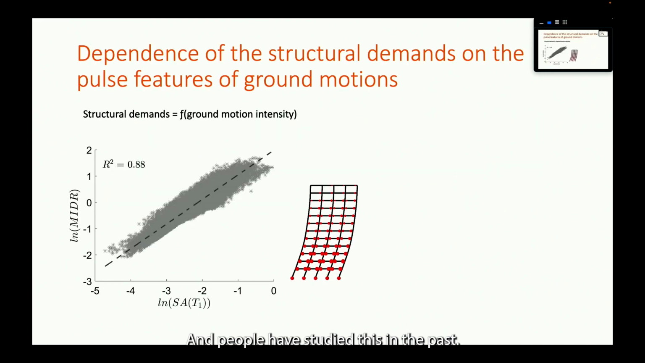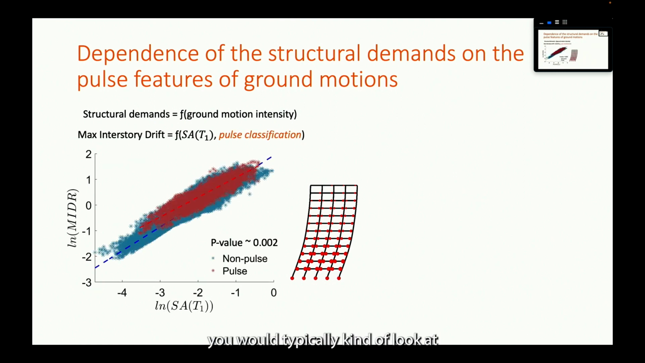And people have studied this in the past. They've looked at structural demands as a function of ground motion intensity, and to understand or quantify statistically the role of this pulse classification, you would typically look at structural demands as a function of both a ground motion intensity measure, in this case spectral acceleration at a particular period, and then the pulse classification as an additional variable. And then you try to statistically see if the trends are different for each type of ground motion.